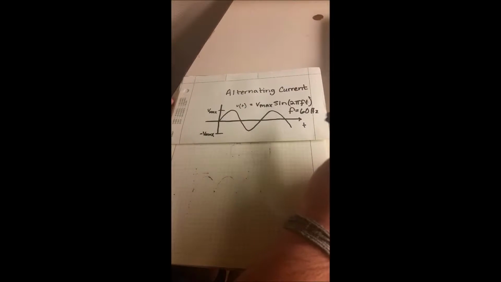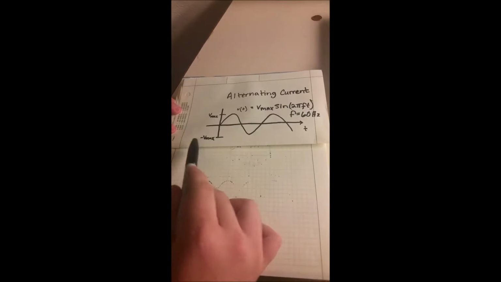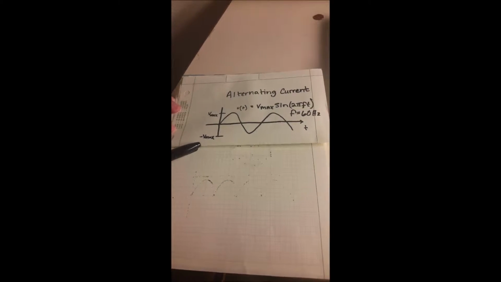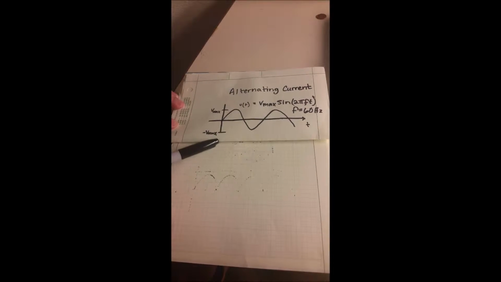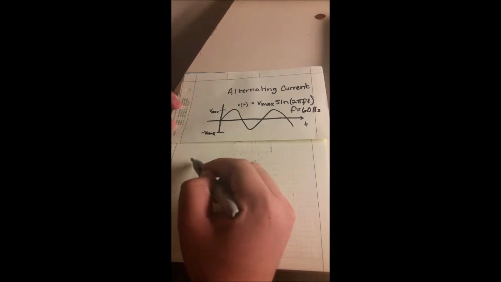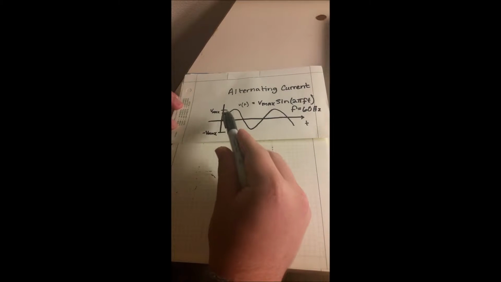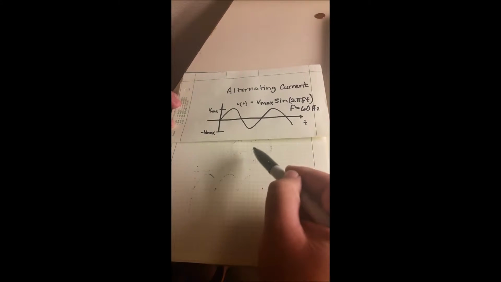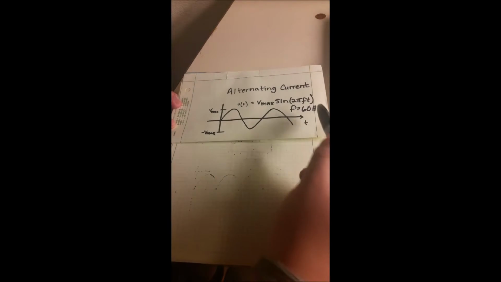An alternating current can be viewed as a sine wave, like this, with Vmax being your amplitude, both in the positive and negative. To describe this line, we would use V of t is equal to Vmax sine of 2 pi times your frequency times your time. In the United States, all AC is 60 hertz.